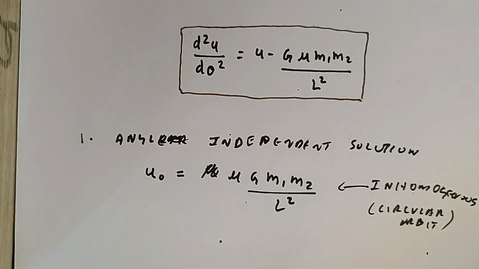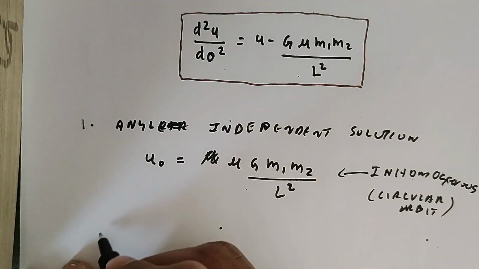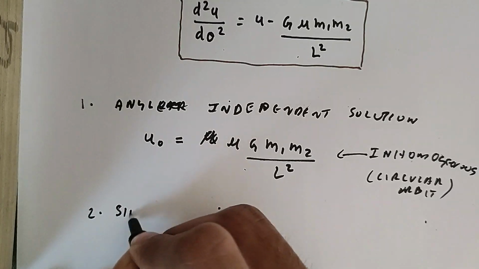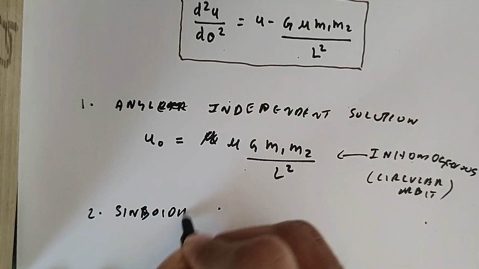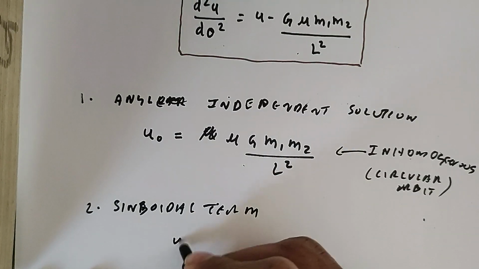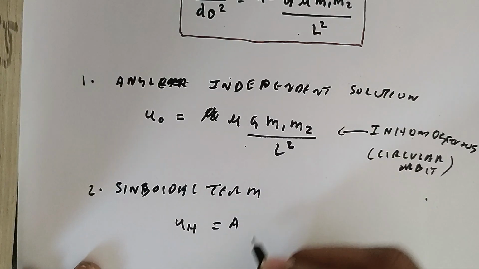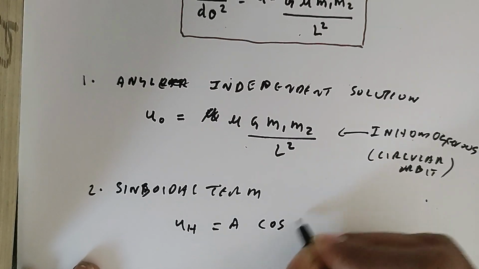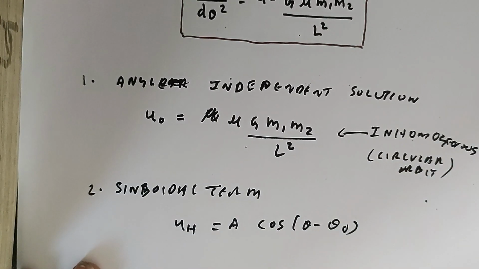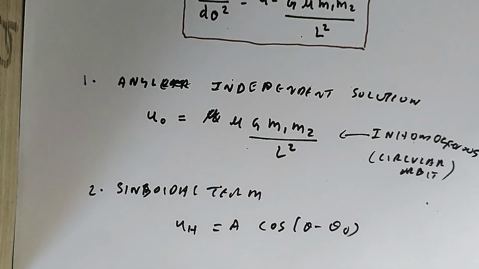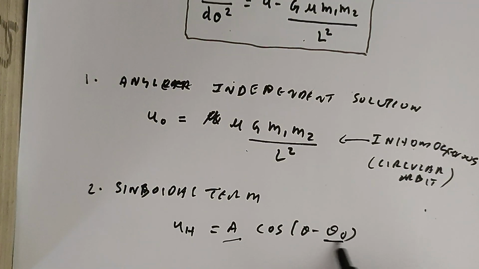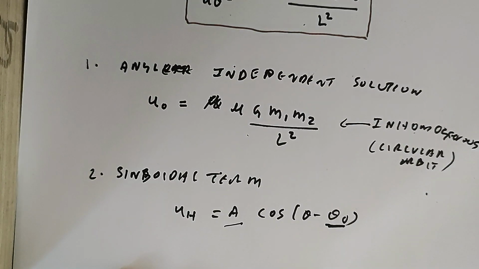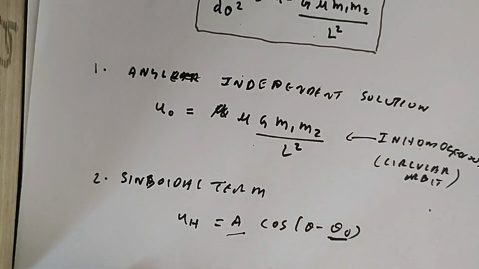Now if you see this equation, this is a beautiful equation. The second is the sinusoidal dependent term, which is the homogeneous solution and which is characterized by a constant which we call amplitude. This is what an SHO equation of a family looks like. So A and theta naught are constants that are yet to be determined by the geometrical form of the orbit.